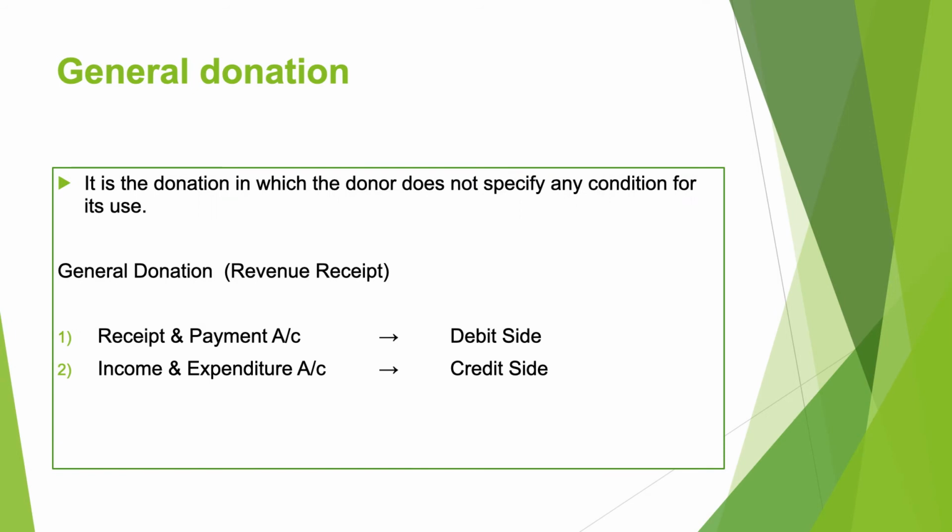Talking about general donation, it is a donation in which the donor who donates doesn't specify where that donation amount has to be used. And since nothing is specified, it could be used for any purpose. It is a revenue receipt and it is recorded in the receipt and payment account debit side, income and expenditure account credit side.